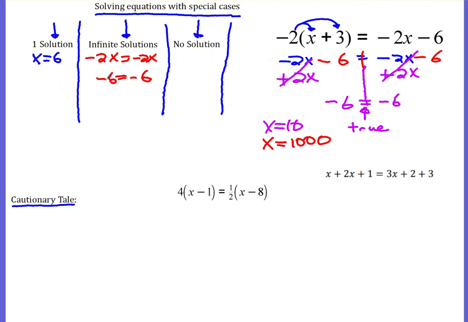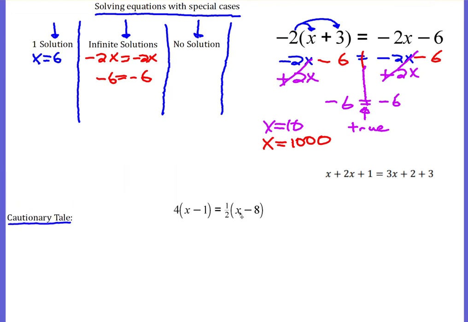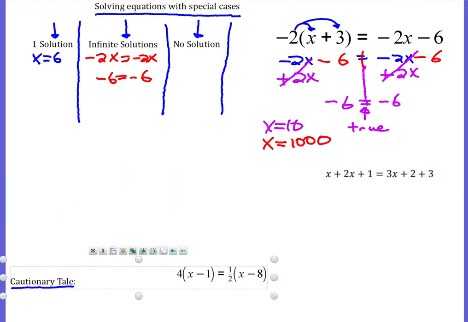It would also be if I just got a constant equals a constant, like 2 equals 2, or here negative 6 equals negative 6. So let's go over another case to look at another one of those special cases falling out. For that, I'm going to use this equation right here.